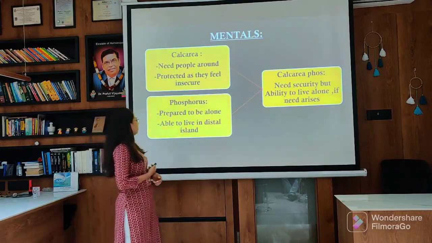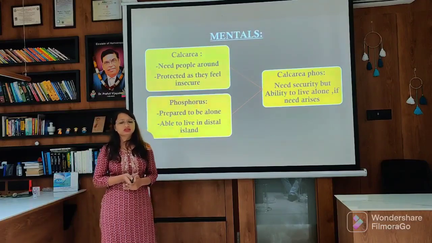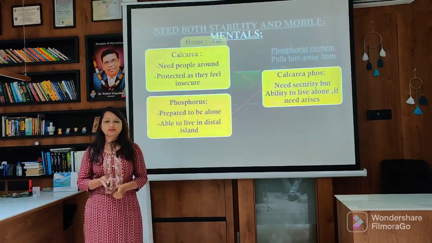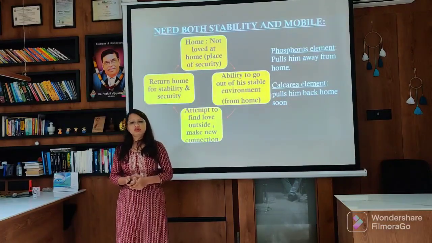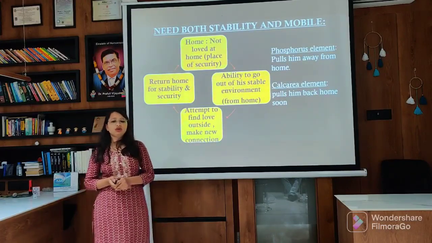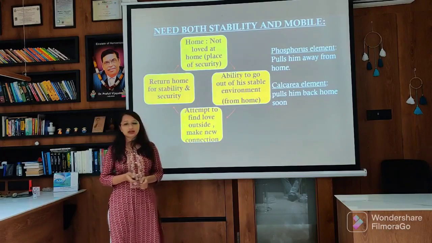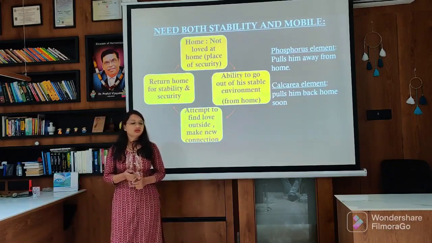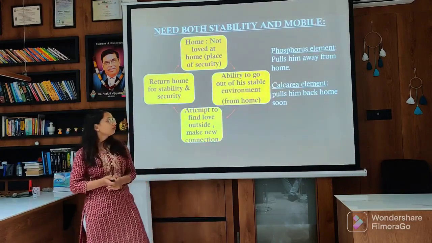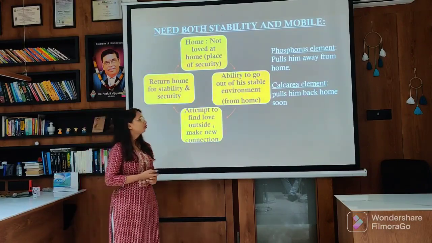The Phosphorus element is prepared to be alone, able to live on a deserted island. So the Calcarea element needs security, but has the ability to live alone if need arises. The Calcarea-Phosphorus remedy needs both stability and mobility. They think that they are not loved at home, so they go out from the protecting environment, attempt to find love outside and make new connections. They return home for stability and security. This cycle goes on. The Phosphorus element pulls him away from home and the Calcarea element pulls him back home soon.